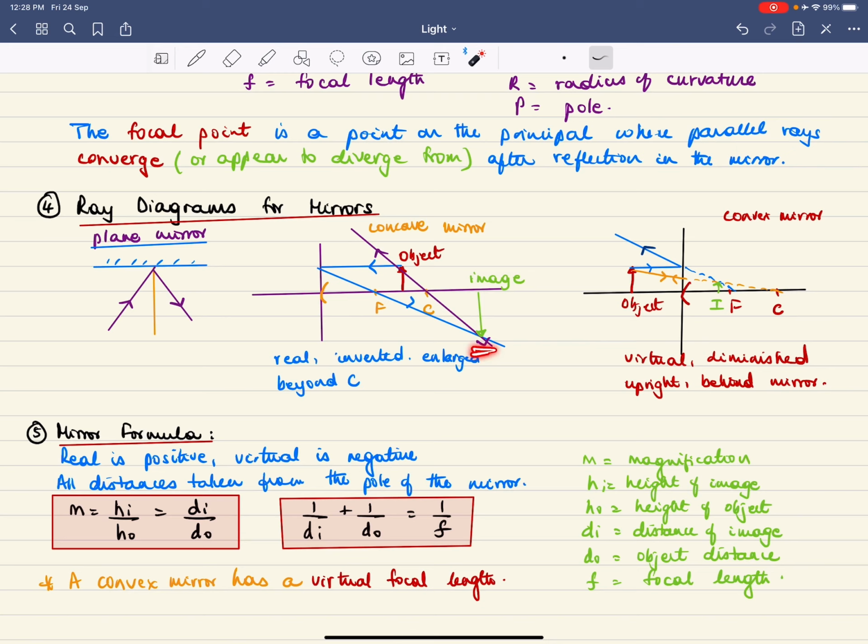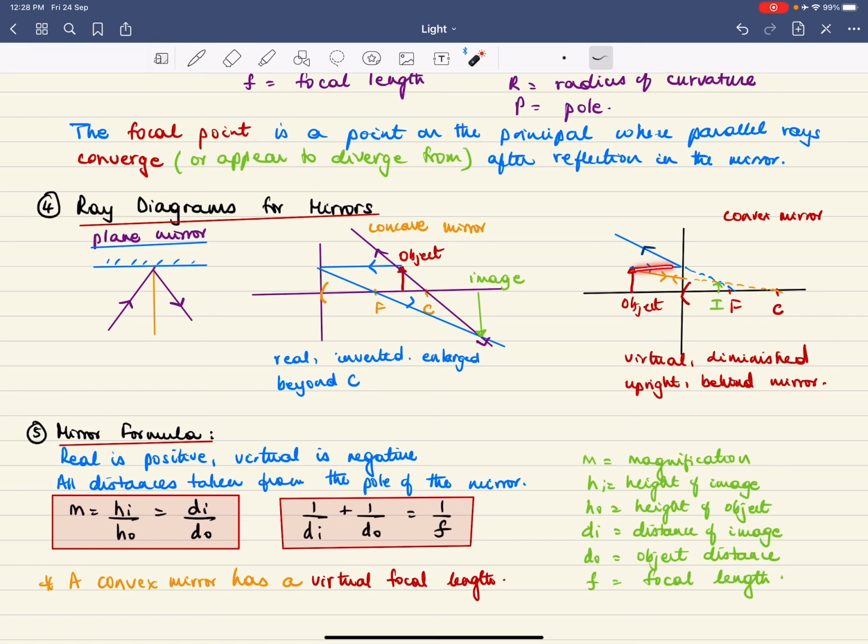Now in this one, they actually meet, so you get your real image. And you often have to describe the nature of the image. So it's real, inverted, enlarged, and where is it? Position is beyond C. That means it's quite far away from there. And in a convex mirror, you always get an upright, virtual, diminished image. And this is how you draw that.